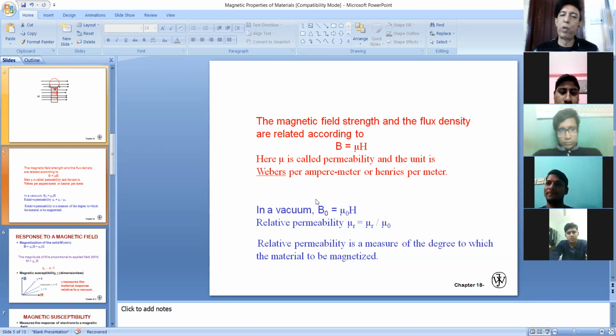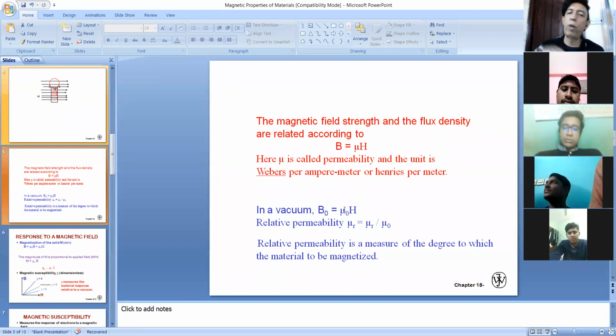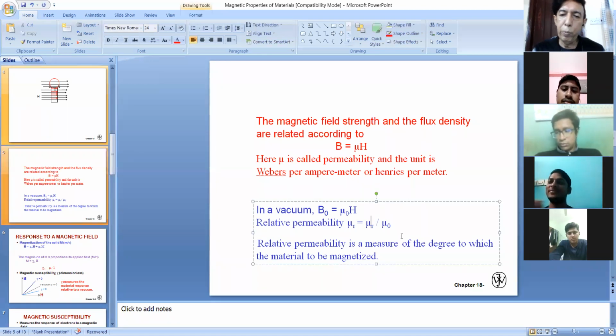Now, in the vacuum, B naught is equal to mu naught H. So what is mu naught? Mu naught is the permeability in vacuum. So B naught is mu naught into H. In vacuum, permeability is always constant. That is a constant value of mu, and it is not mu r, it is mu.